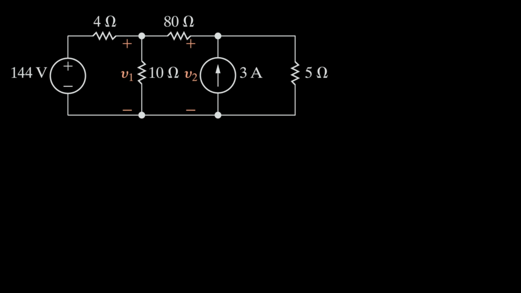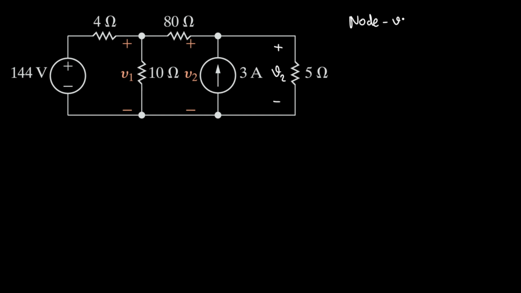Hello, here we will solve this question, and the question is to find out V1. V1 is this voltage here across this 10 ohm resistor, and V2, which is across this 3 ampere current source. But then that is also parallel with this one, so this one here is also V2, right? Because the voltage in parallel circuit is the same. Good.